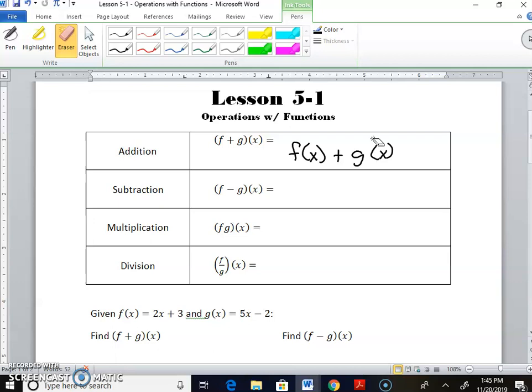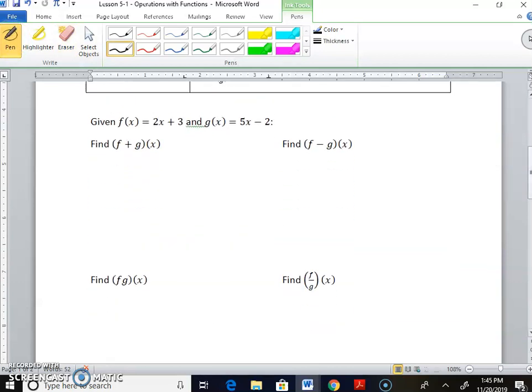So if I scroll down here and look, you are given f of x equals 2x plus 3 and g of x equals 5x minus 2. And they've asked you to find f plus g of x. Well, our first step is to recognize f plus g of x just means f of x plus g of x. So all I'm going to do is look at what my f of x is. Well, f of x is 2x plus 3.